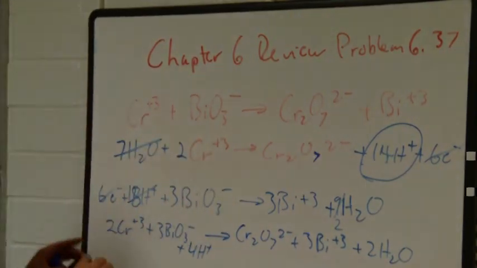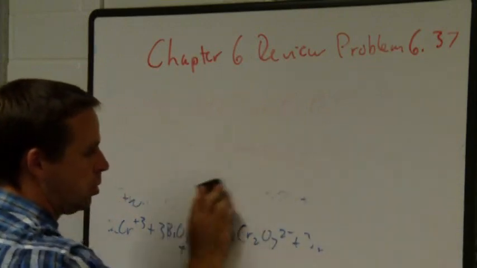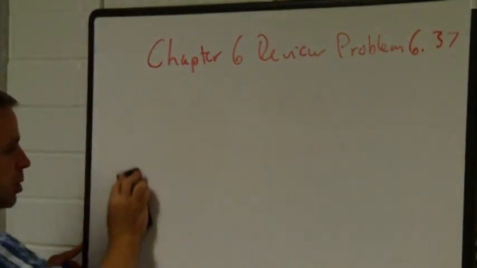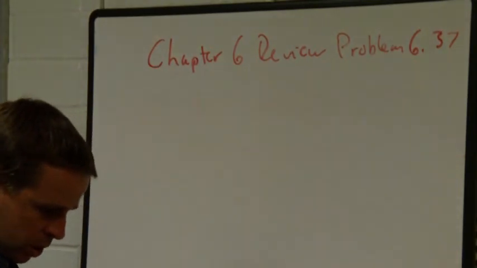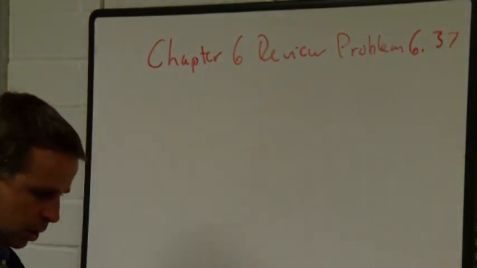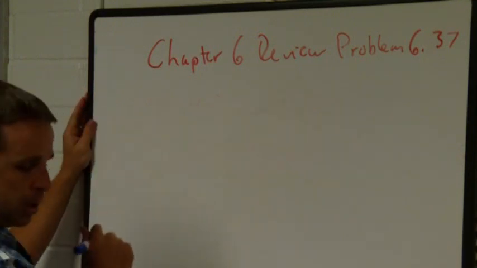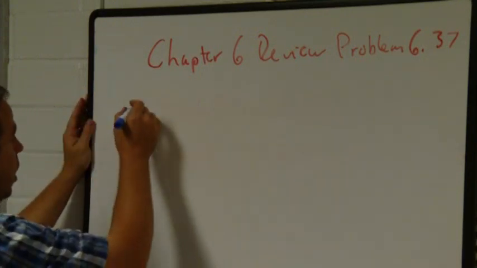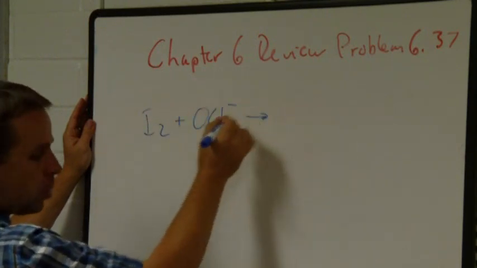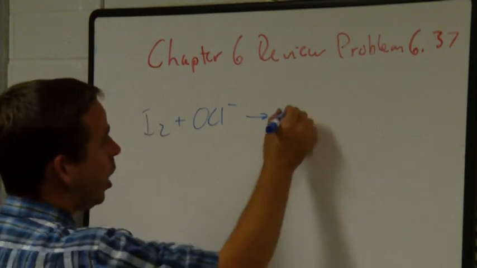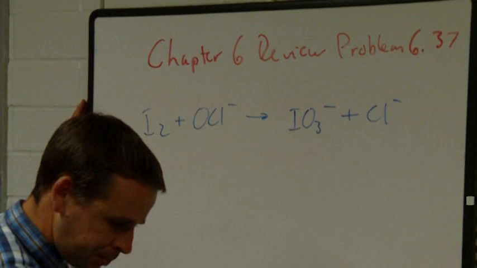Okay. F. So now we're on to G. 637G. These are good problems. Lots of experience solving these problems. 637G. Iodine, hypochlorite, iodate ion, and chloride ion. Iodine, I2, OCl minus, IO3 minus, and chloride ion.